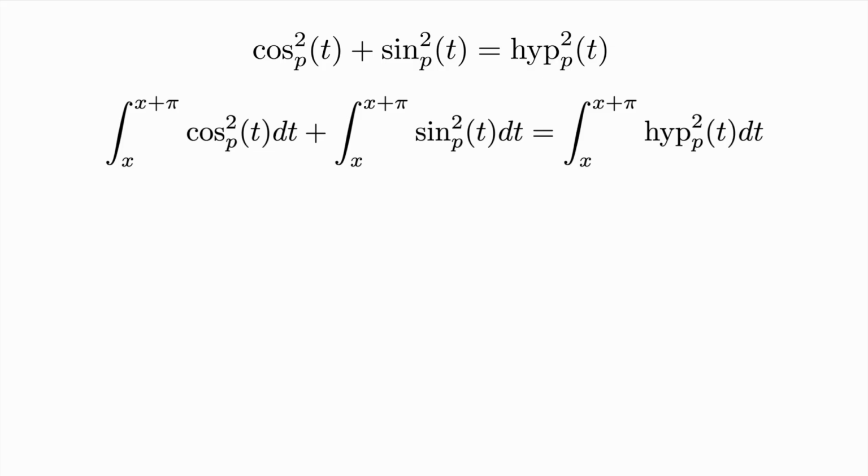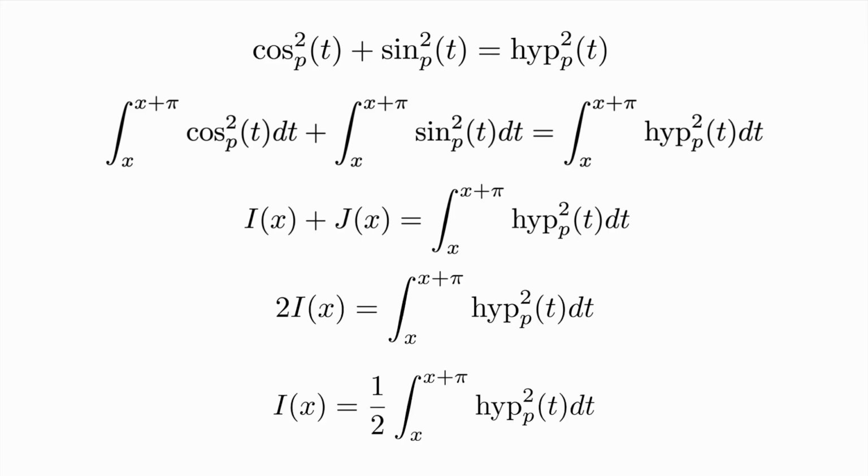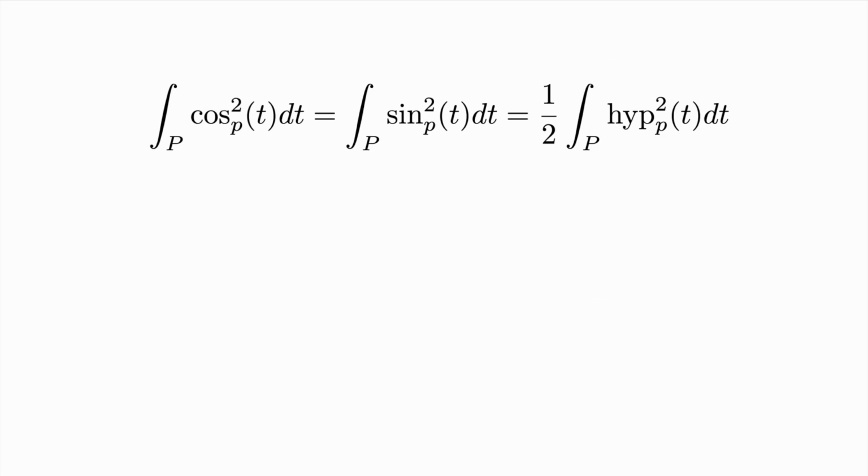Now we can recall that cos base p squared plus sine base p squared equals height base p squared, and integrate both sides of this equation along P. This is equal to I of x plus j of x, both of which we know are equal, so I of x is equal to 1/2 the integral of height squared along a pi-sized interval. So at this point, we have these three integrals being equal to each other.